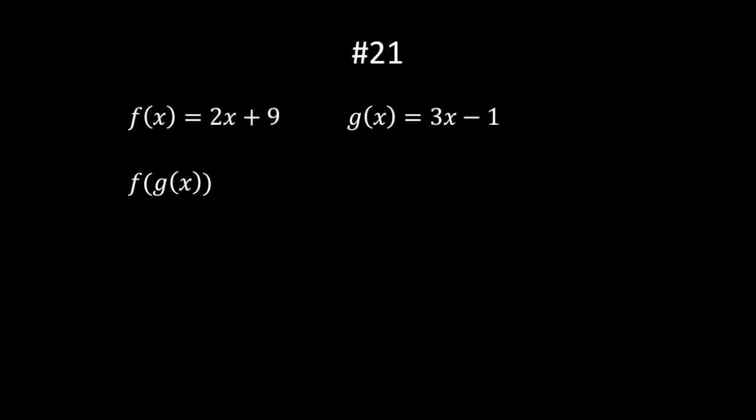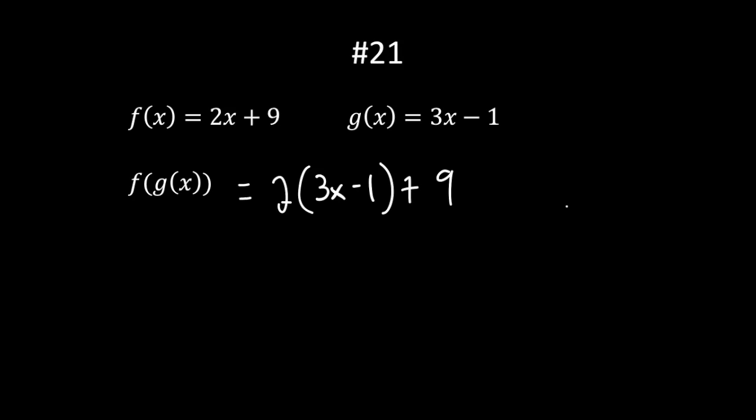All right, now we have a composition of functions. We're going to put the function g of x in for the variable of f of x. So it's f of g of x. In this problem, I am going to write g of x first. And then I'm going to put that into the f of x. So I'm going to put that in parentheses. On the outside, I'm going to put 2 plus 9. So we have 2 times 3x minus 1 plus 9. And that's what f of g of x is.